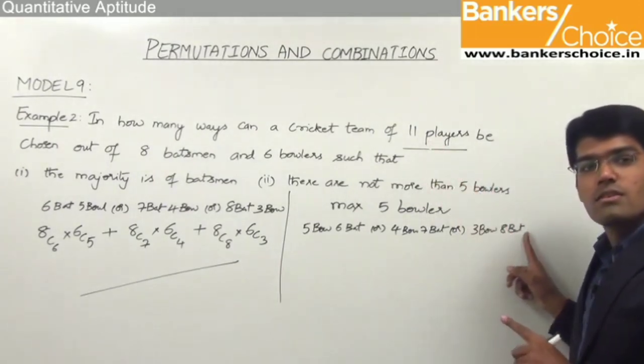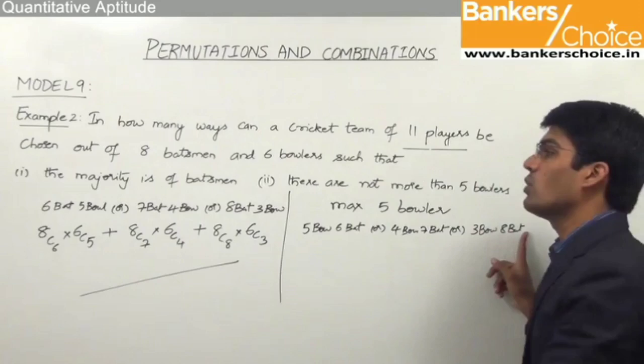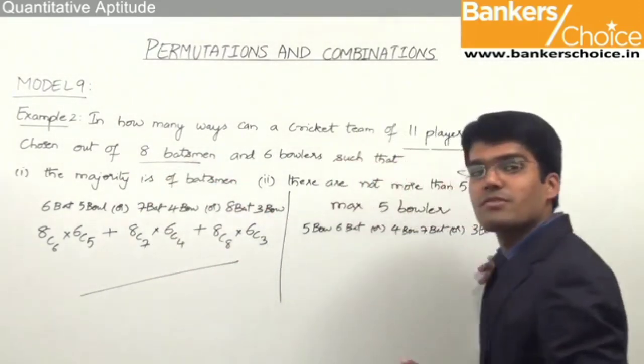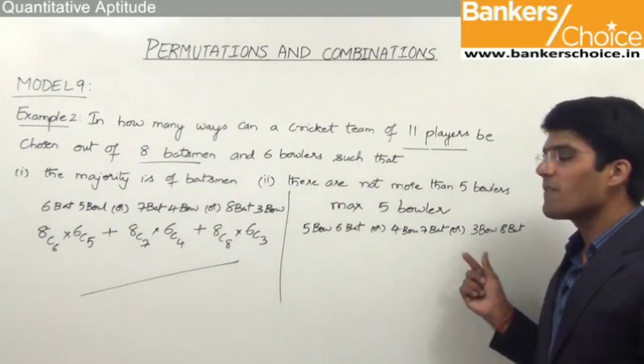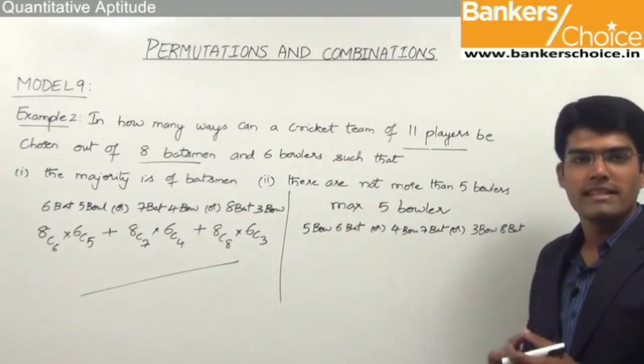So 2 bowlers means there should be 9 batsmen in the team, and total what we have here is only 8 batsmen. So that is the reason we need to stop at this point itself. So now by selecting these type of players and adding all of them, we get the required answer.